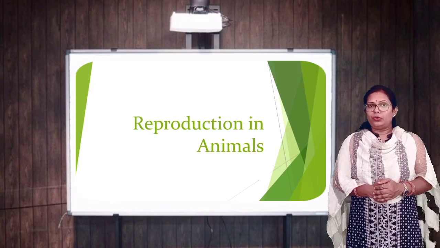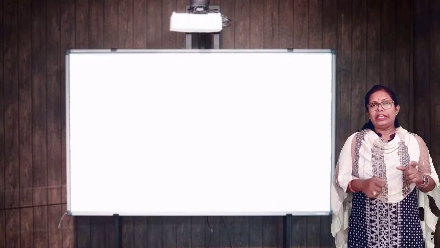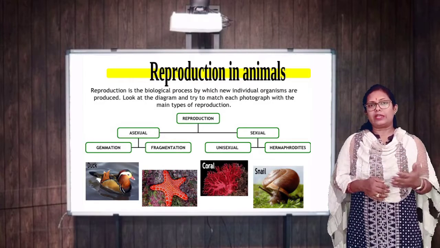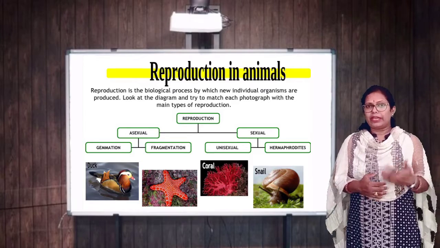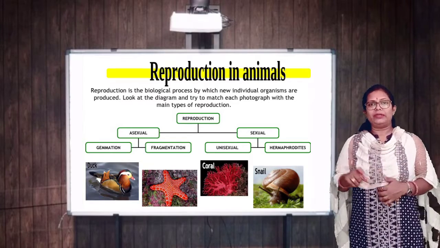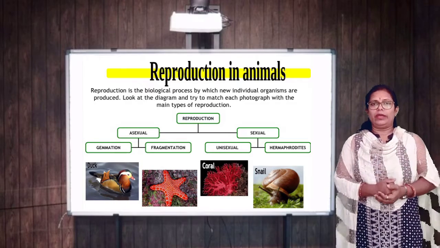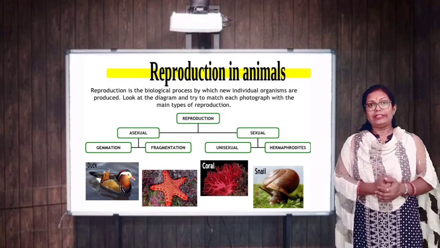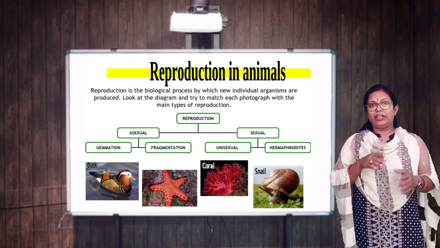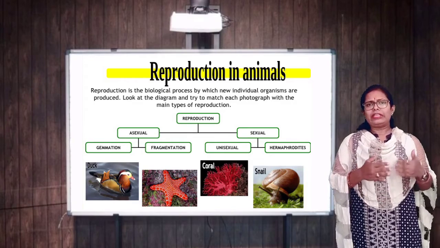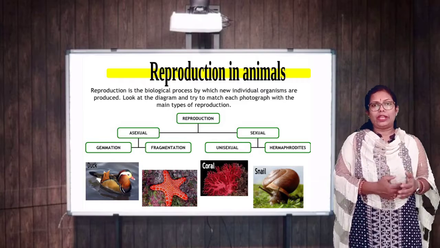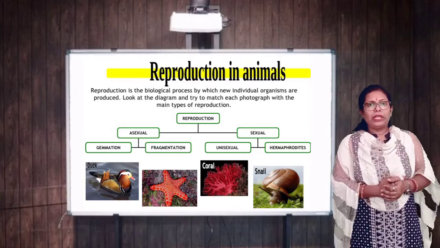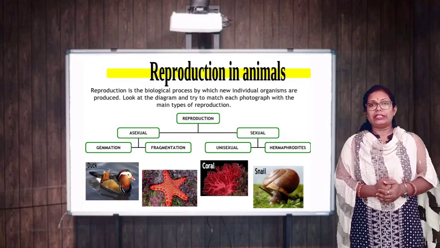As we know, my dear students, reproduction in lower animals, in smaller organisms, generally occurs by the asexual method, whereas in larger animals, reproduction occurs by the sexual method. Asexual methods like binary fission, as we have already seen in amoeba, and budding in hydra. The various methods of asexual and sexual reproduction we have seen in the previous video. Now we will discuss how reproduction occurs in animals.